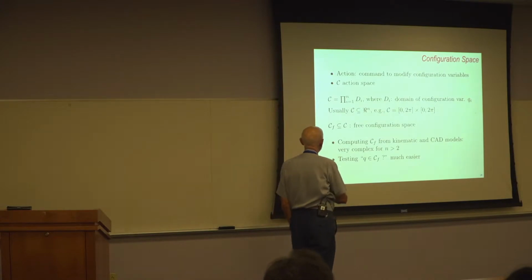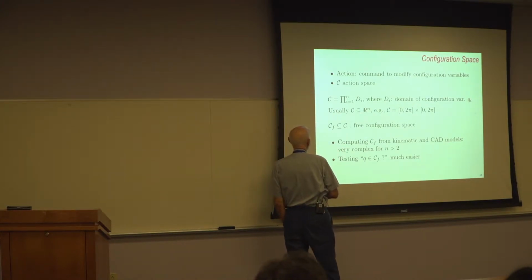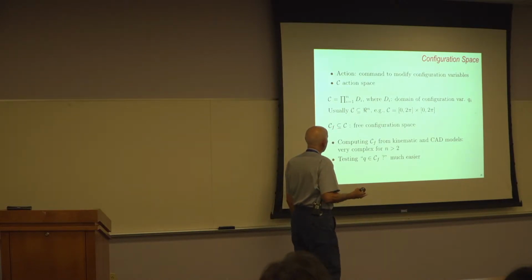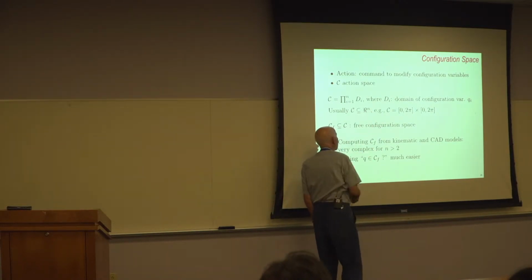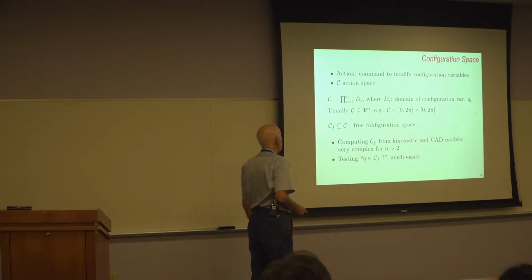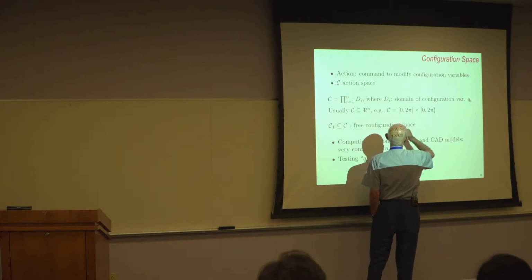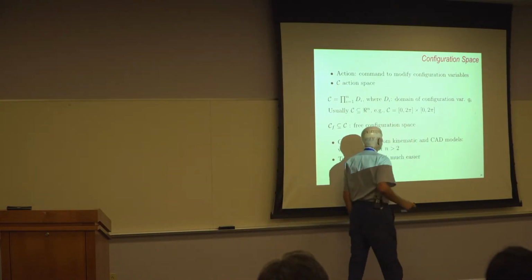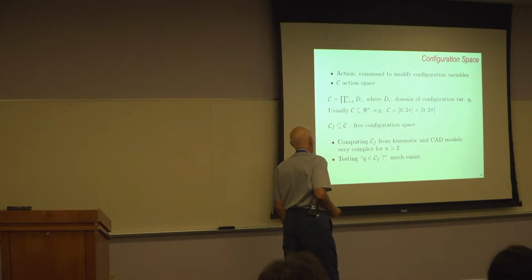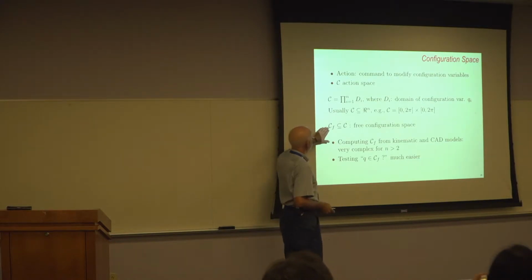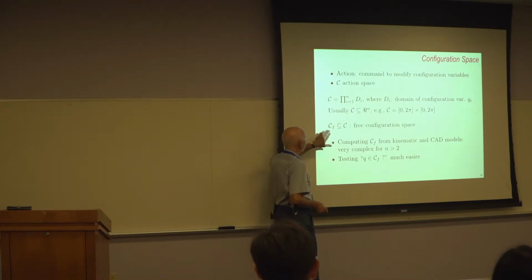And your configuration space, denoted C, is simply the Cartesian product of the domain of your configuration variables. Your configuration variables usually are some part of R. For example, in the 2 degrees of freedom robot, the 2 angles are in [0, 2π], or part of that, times [0, 2π]. And this is the configuration space, and what you are interested in is the free configuration space, the space where there are no obstacles.